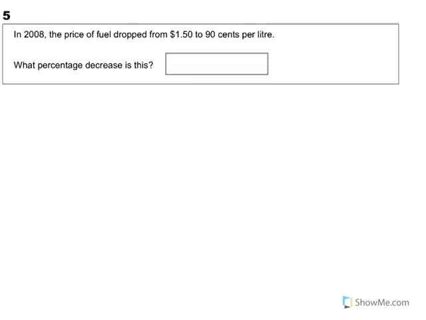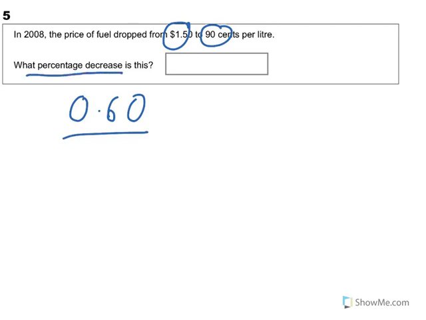Next question talks about a decrease. It's gone from $1.50 to 90 cents. So that decrease is 60 cents. Now when it says what percentage, we use the original amount being $1.50. So it's 60 cents out of $1.50.